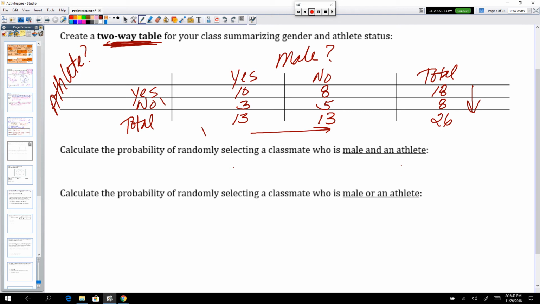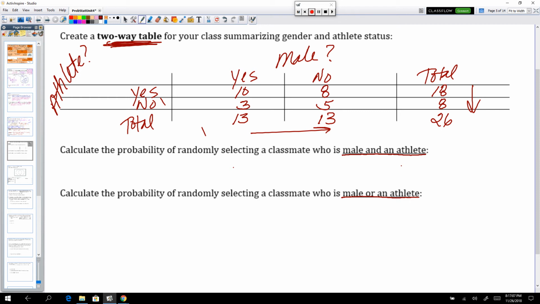Now, we're going to be asked to calculate two different things. And even though they sound very similar, they are very different things. The first thing we're asked to do is calculate the probability of randomly selecting a classmate who is male and an athlete. The second thing we'll be asked to do is to calculate the probability of randomly selecting a classmate who is male or an athlete. These are two different things and two different calculations.